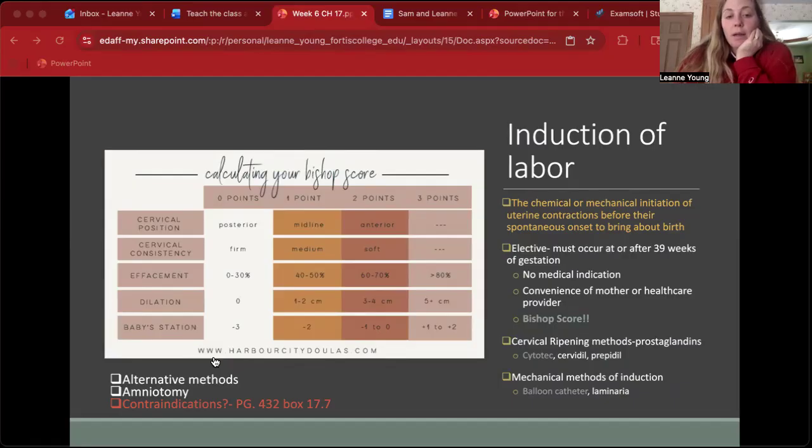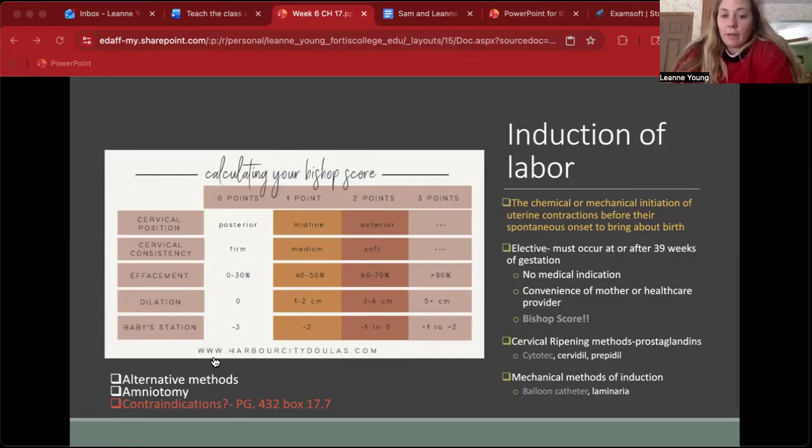Okay. We typically split inductions into two categories, elective and medically indicated. An elective induction must occur at or after 39 weeks of gestation. This is whenever mom does not have any medical indication. Typically, moms are asking for one, and it's typically up to the provider if they're going to be willing to do an elective induction on a woman at 39 weeks.